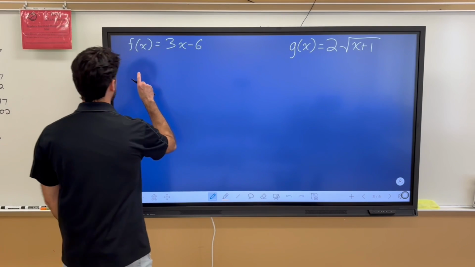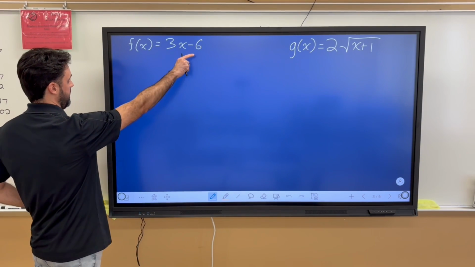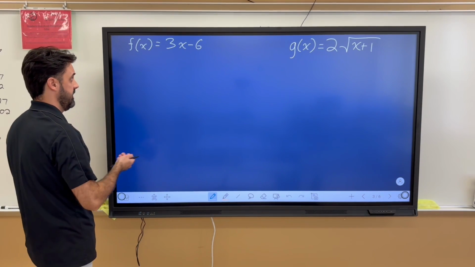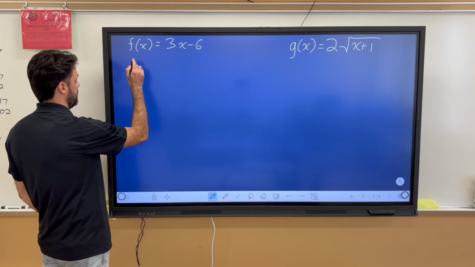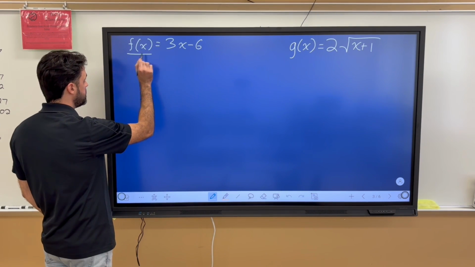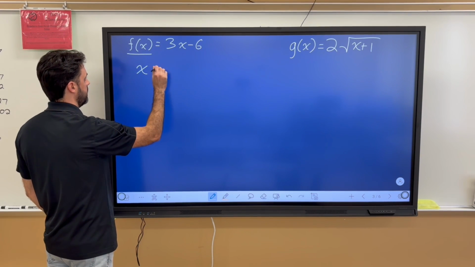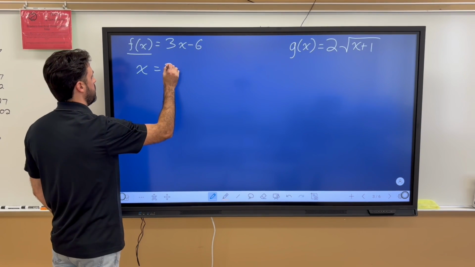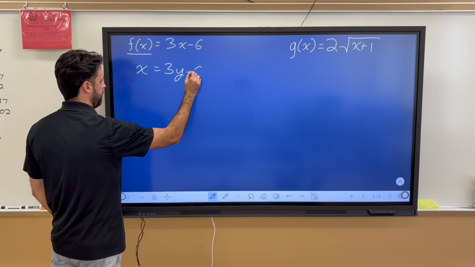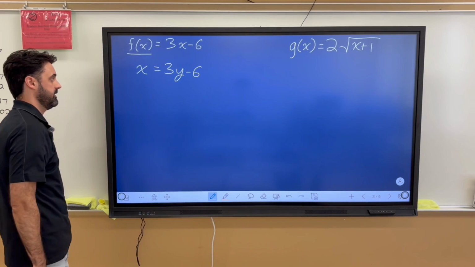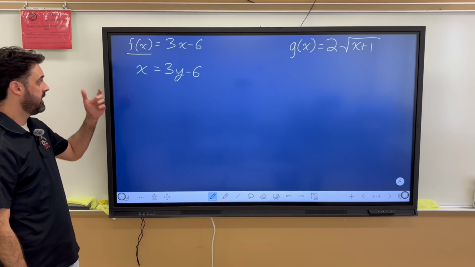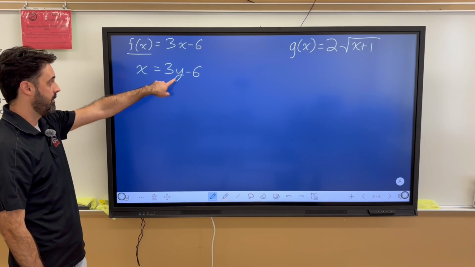So in our first problem, we've got f of x equals 3x minus 6. And again, we're just looking for the inverse today. So to find the inverse, remember f of x means y. So we're going to replace the f of x with an x. We're going to replace the x with a y. All right, that's our first step right there. Now all we have to do to get the inverse is to get y by itself.